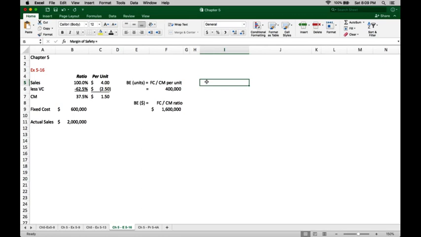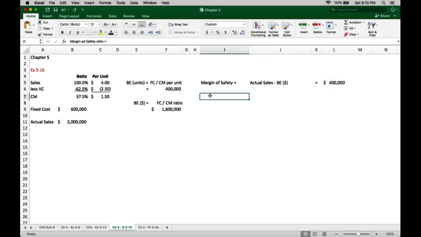Now, what's new in this particular exercise is the margin of safety. Margin of safety is nothing but actual sales minus break-even point. So this is how much I'm above my break-even point. Remember, at break-even point, net income is 0. So I'm looking at how much I am above that break-even point. So I'm $400,000 above the break-even point.